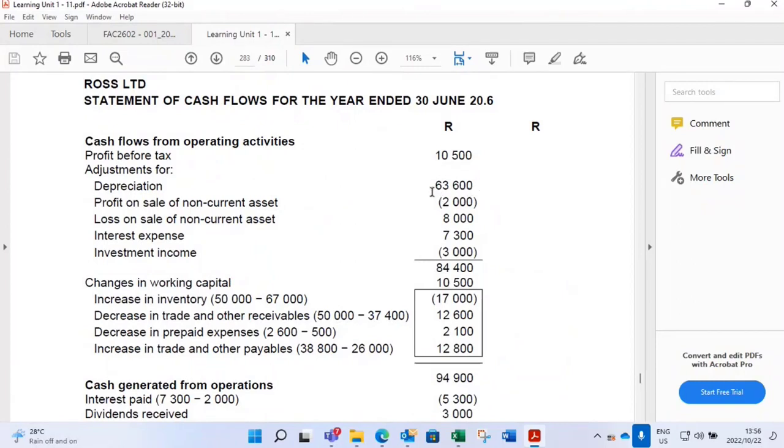So here, please, for an indirect method, we are doing a reverse. The profit before tax is a profit, it's normal, it's fine. But anything that's gonna come under adjustment for, you do them in reverse. Normally, this is an expense. Here you put it as an income. Profit on sale is an income, you put it as an expense here. Loss on sale is an expense, you put it as an income. Interest expense is an expense, you put it as an income. Investment income is an income, you put it as an expense. Did you see that logic? This part of the reversal method.